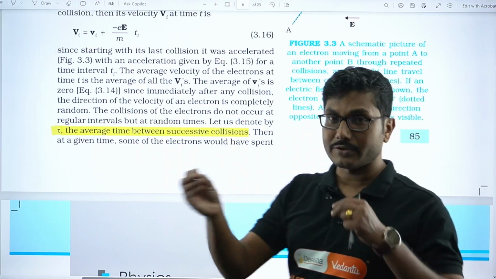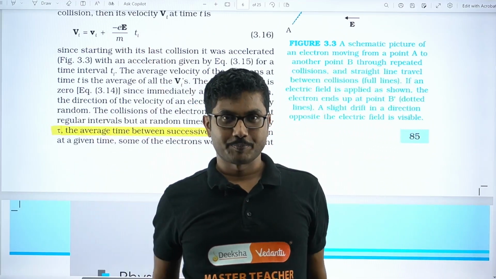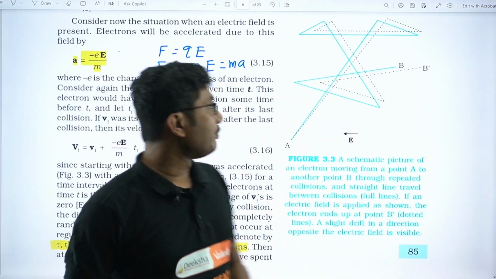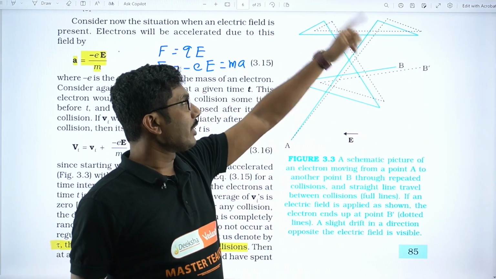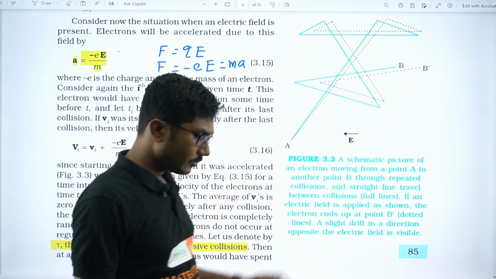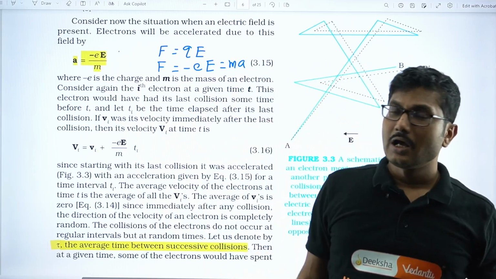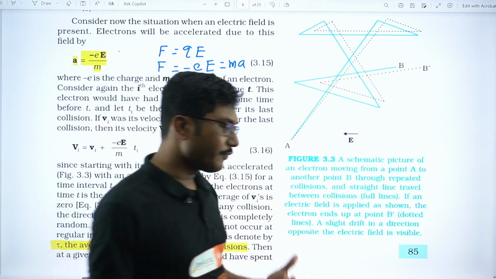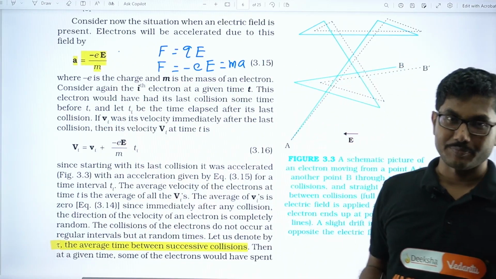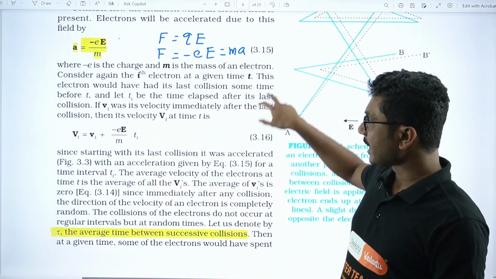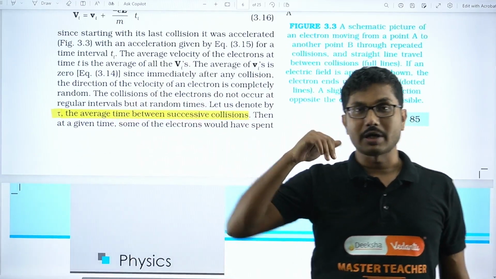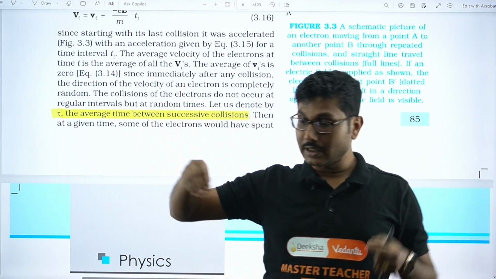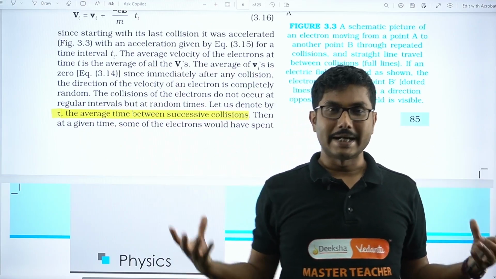As we know, electrons are accelerating, and they are colliding with each other, right? Between two collisions, electrons can collide in a random way. Even if you have applied some electric field, the collisions are random, and the time difference between two collisions is not fixed. So we have to find the average time, which is more important. To find it, we have defined a term called tau, which is the average time difference between two electron collisions.